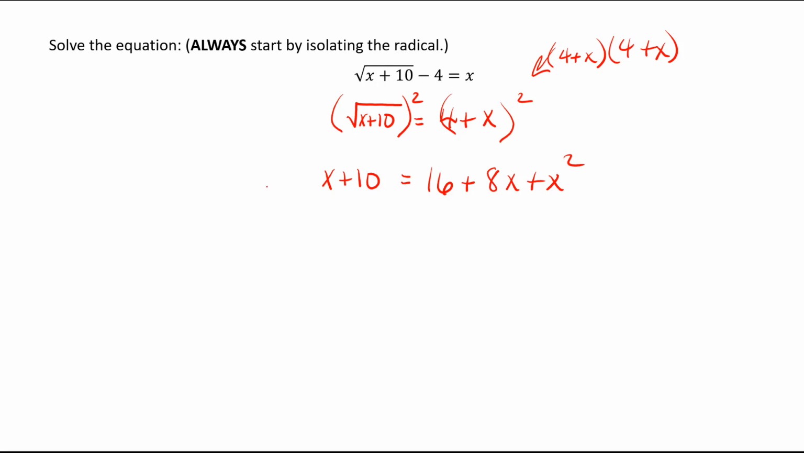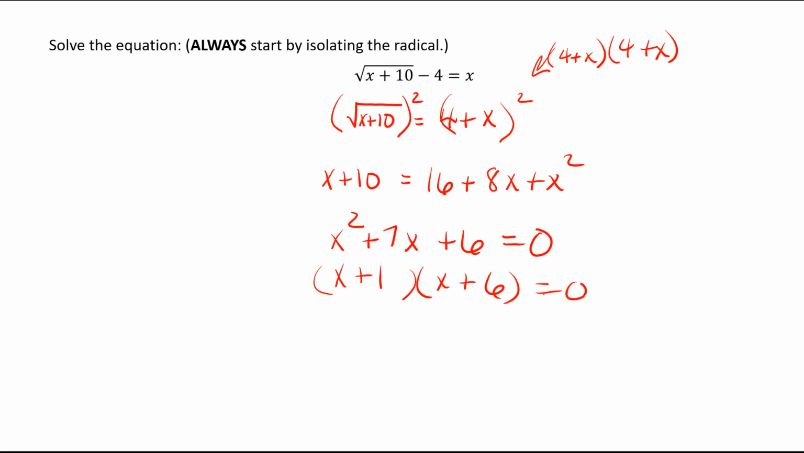You can't do that. Okay, so this is a quadratic, clearly, and so you want to get everything on one side. I'm going to move everything to the right side, which is going to make it all positive. So it will be x squared plus 7x plus 6 equals 0. And so you can factor this to x plus 1, x plus 6. And so x would be -1 or x would be -6.